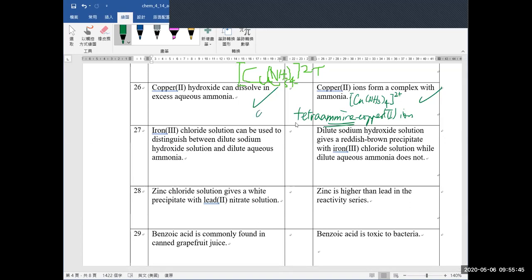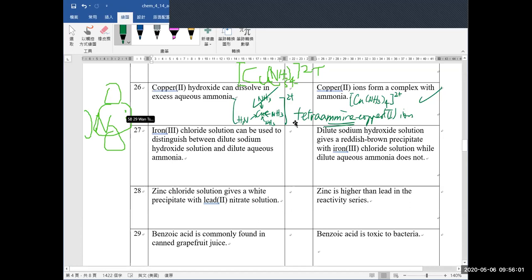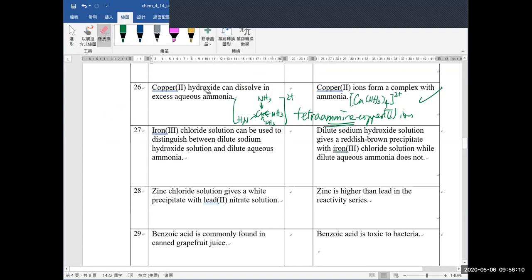Do you know anything about this? Dative covalent bond. Like this. Do you still have any idea about that? Why would the copper 2 ion be available to accept more electrons? You may use the concept of DSC to answer. Even though the concept of complex formation is out of the syllabus, right?